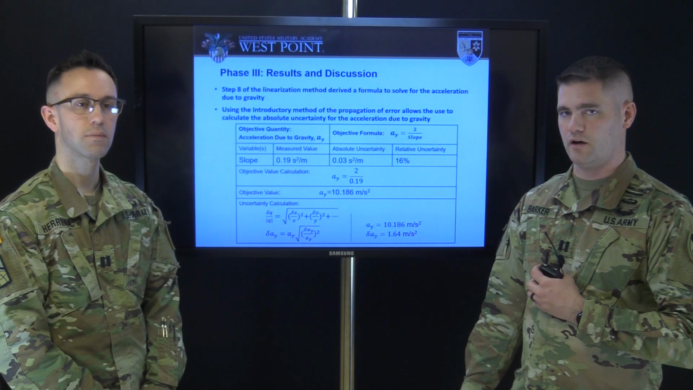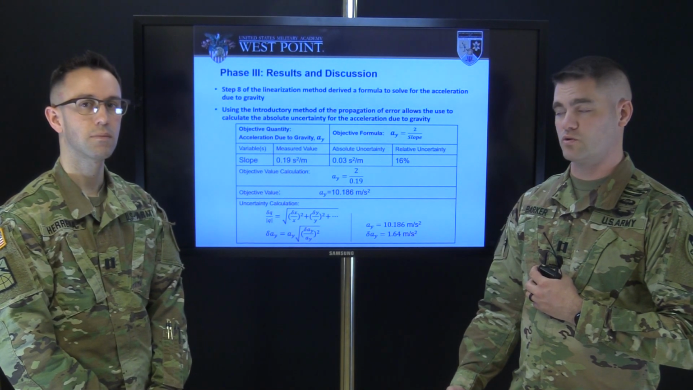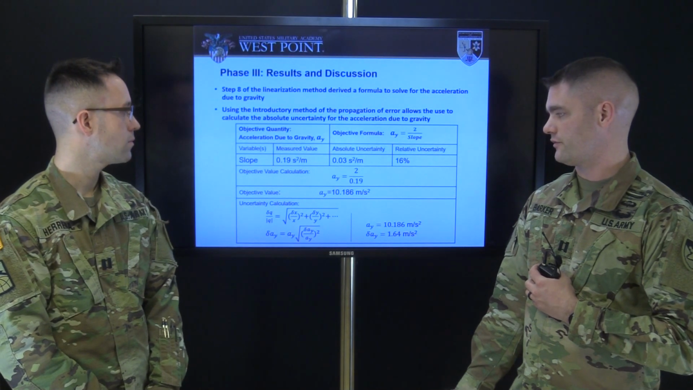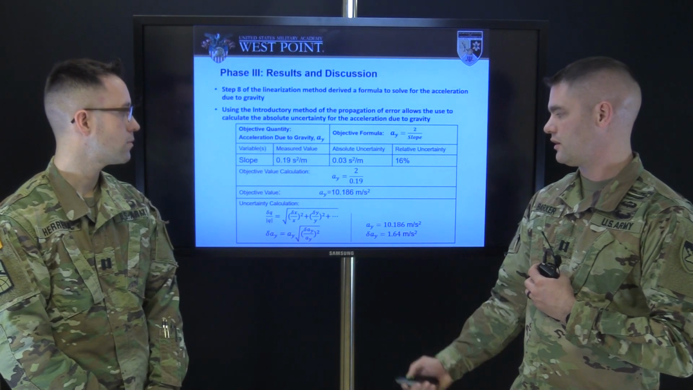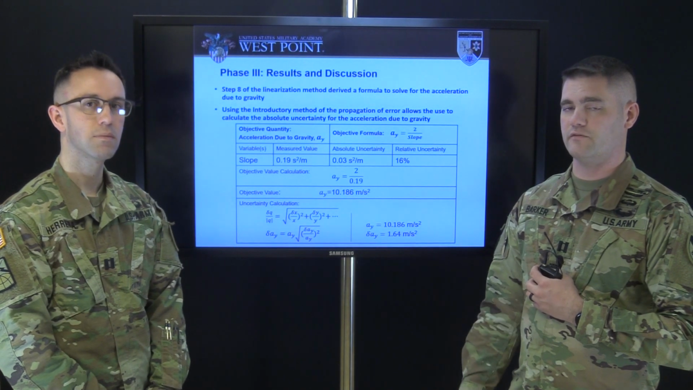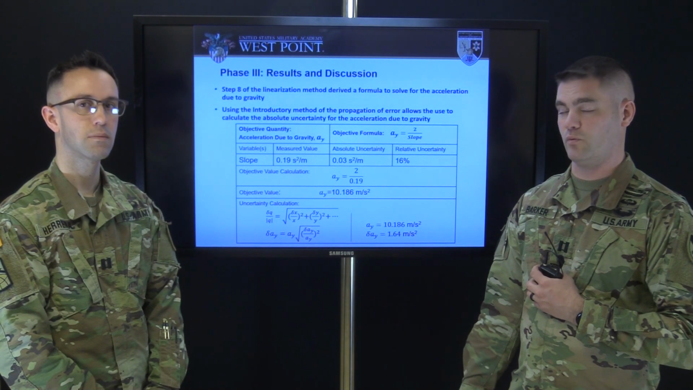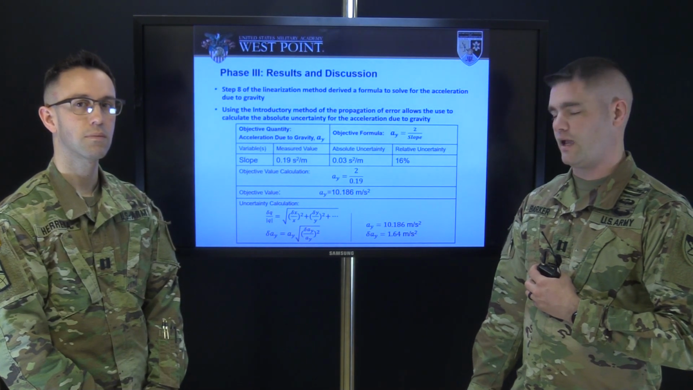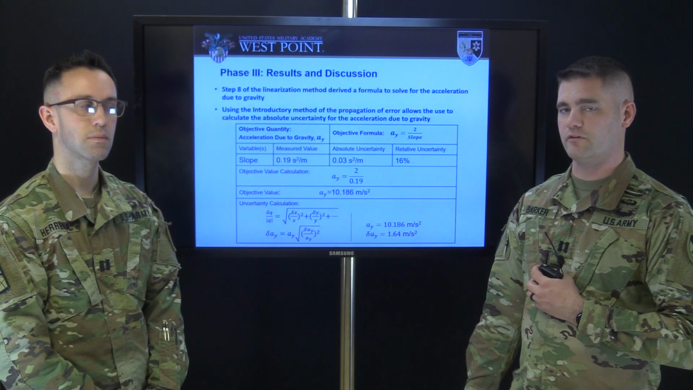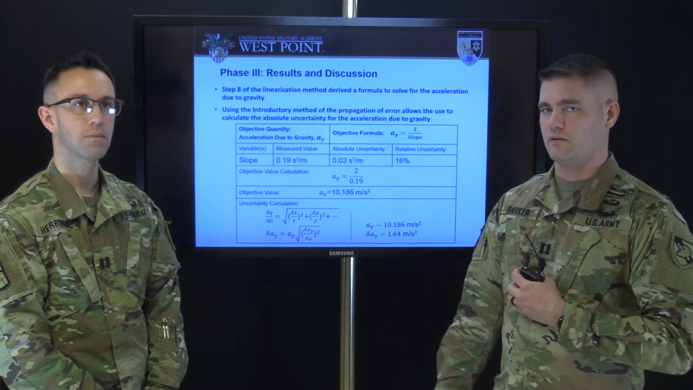Because of the nature of the equation, we use the uncertainty in products and quotients, which allows us algebraically to derive the following equation. Substituting in the values we have for the slope, the uncertainty due to slope, and the acceleration due to gravity that we calculated, we obtain an absolute uncertainty for the acceleration due to gravity to be 1.64 meters per second squared.